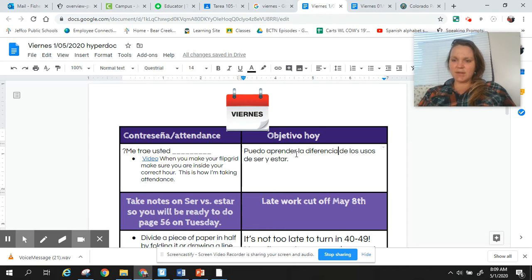We've used it to talk about where things are in the classroom. For example, mi libro está en el pupitre, or la bandera está a la izquierda. And you also use estar to talk about feelings, like estoy triste, estoy bien, estoy contento.